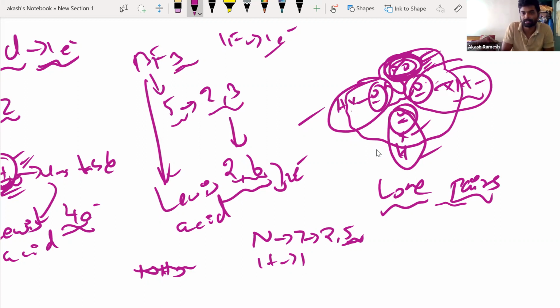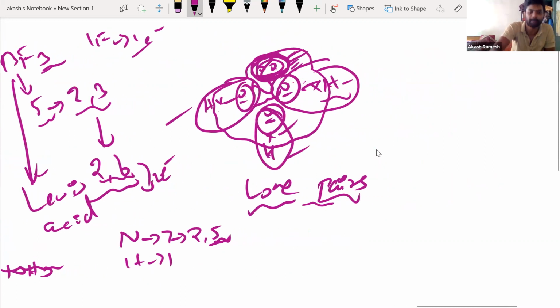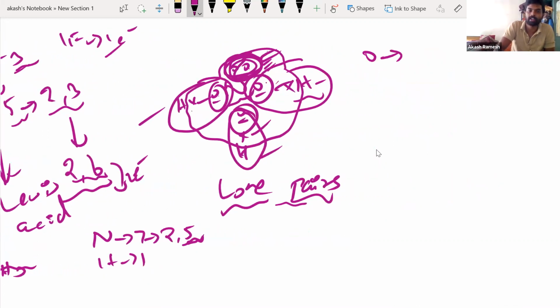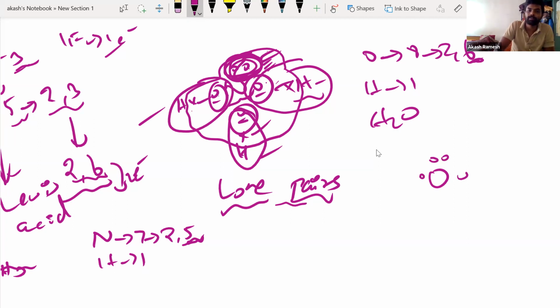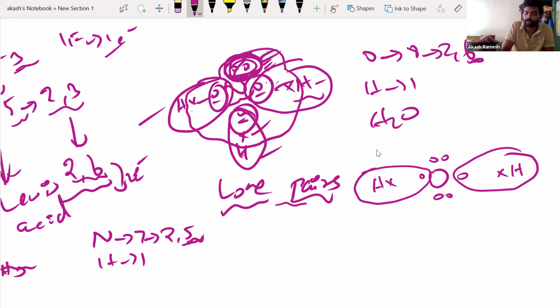Even H2O will have this. If you want me to explain how, it's very simple. Oxygen has atomic number of 8, so it will have 2, 6 as the configuration. Same way hydrogen has 1. So I'm going to have H2O, with oxygen in between. Oxygen has 6 valence electrons, so I write 1, 2, 3, 4, 5, 6. Each hydrogen has 1 electron. So this hydrogen will take this electron to satisfy its duplet, and this hydrogen will take this electron to satisfy its duplet.